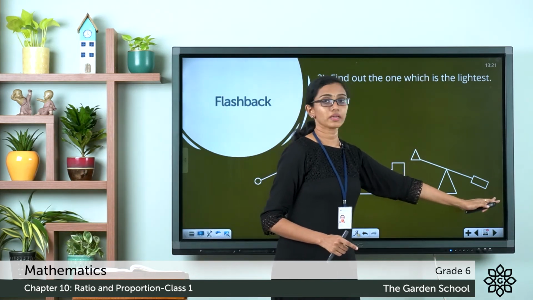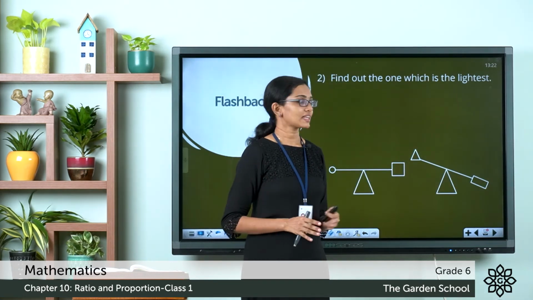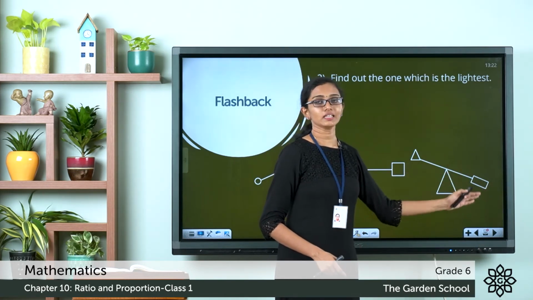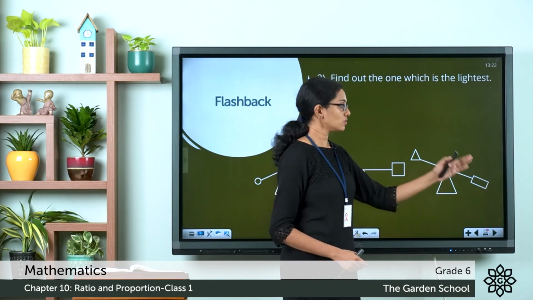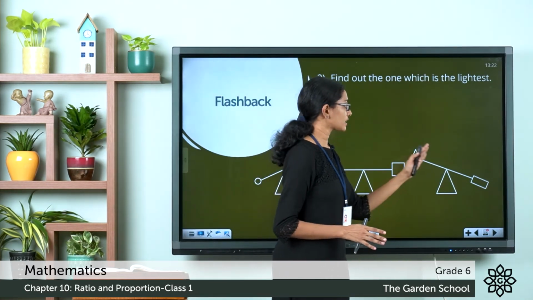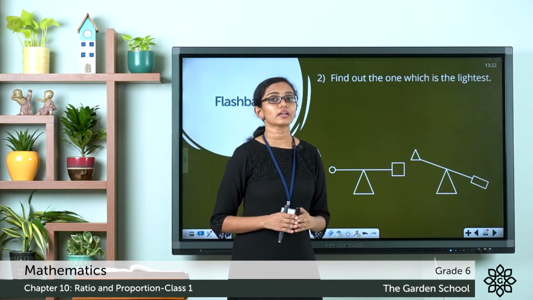Now coming to the third figure, you can see that on the left side we have a triangle, on the right side we have a rectangle. You can see that the right hand side seems to be lying low, which means that the rectangle has more weight or more value than the triangle. So when you compare the rectangle and the triangle, which one is the lighter one?